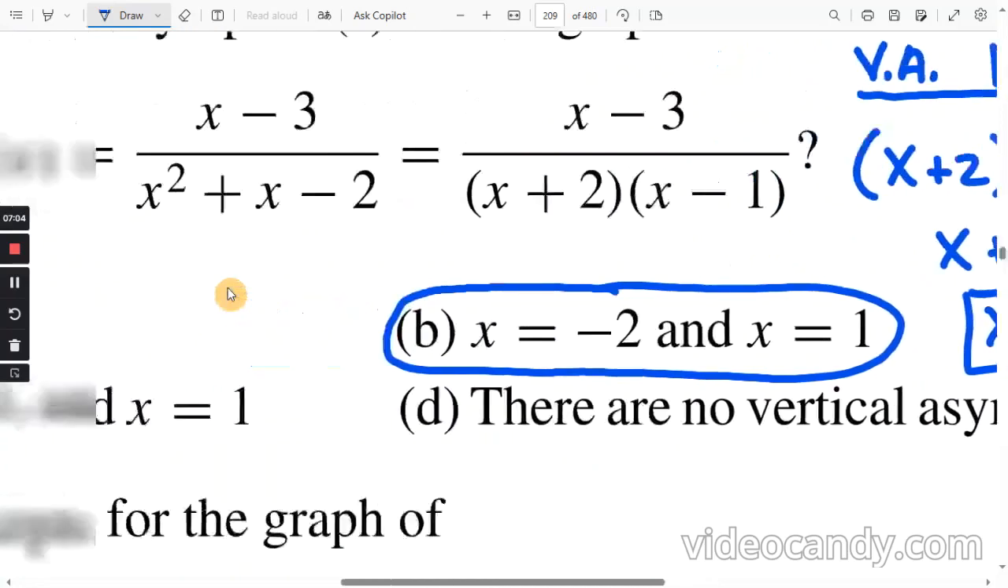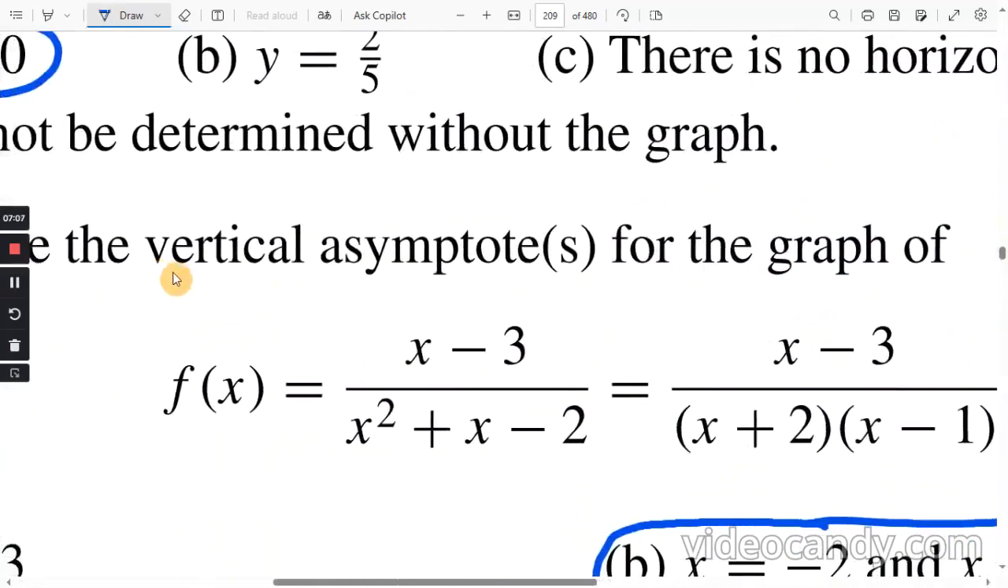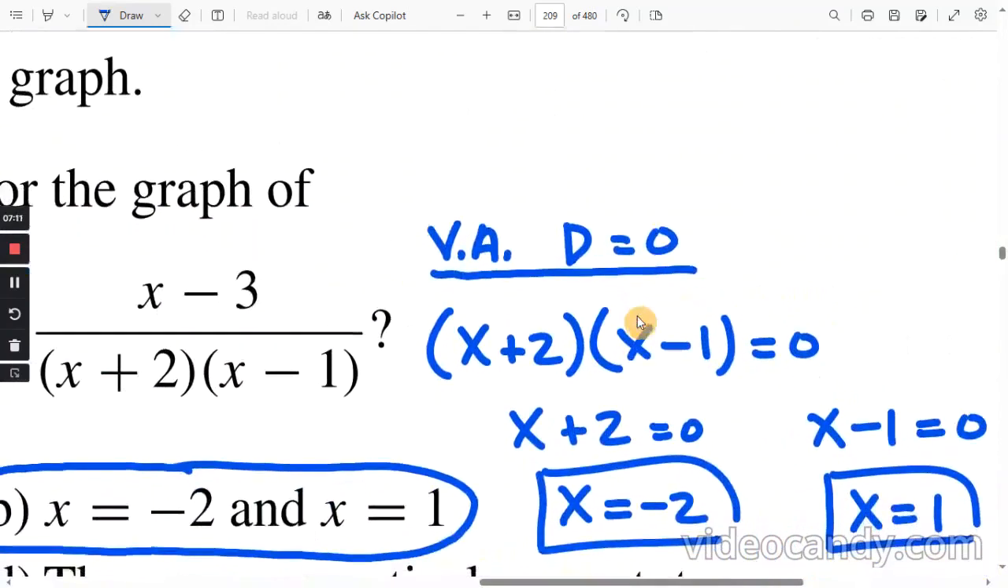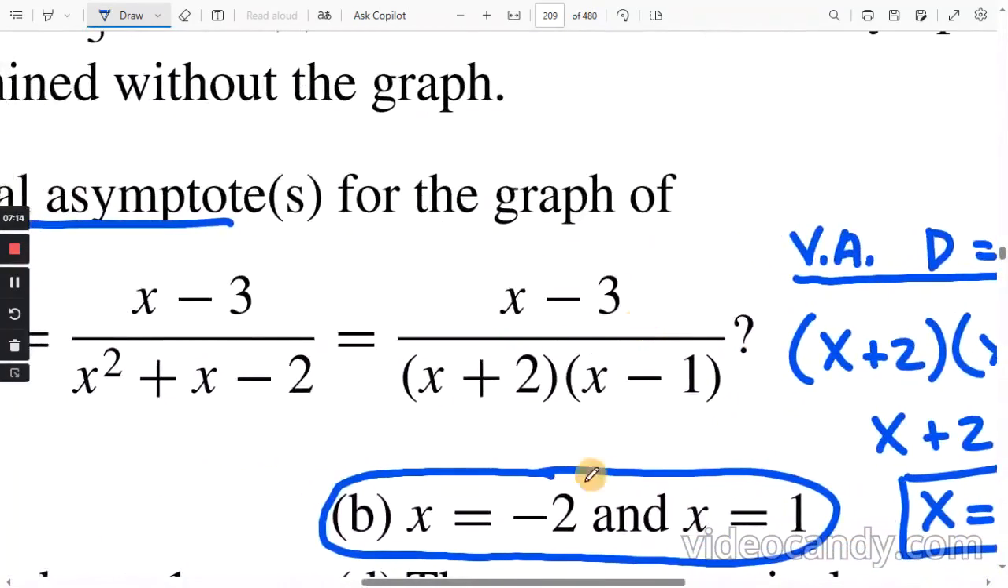All right, so that is for vertical asymptotes. And you set the denominator equal to 0 and solve. If it weren't factored, we would have had to factor this.